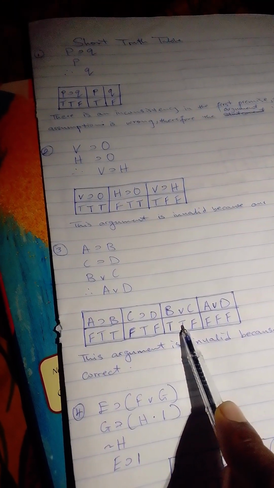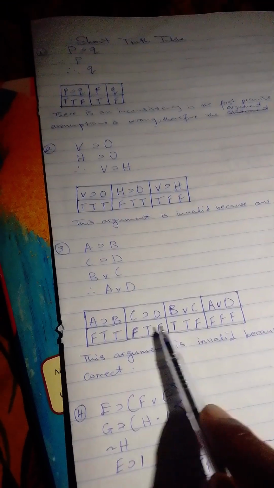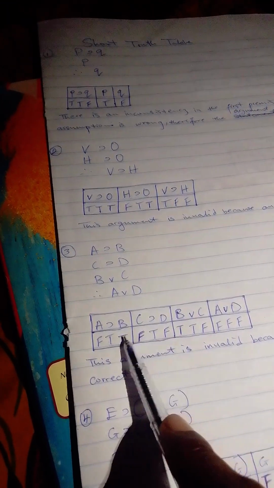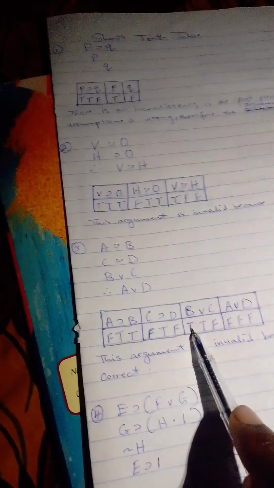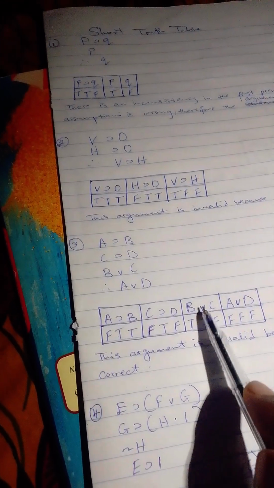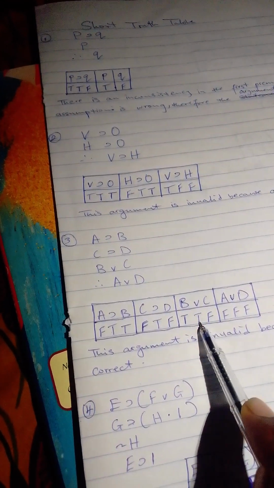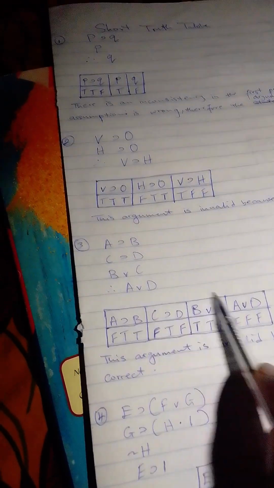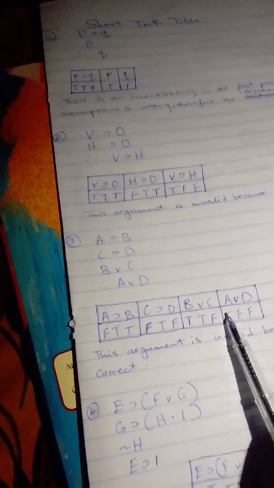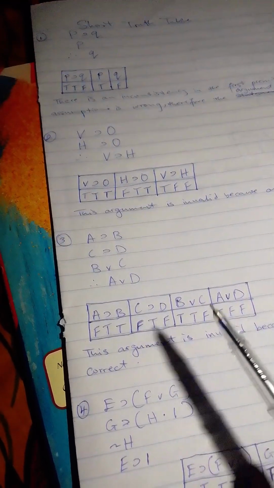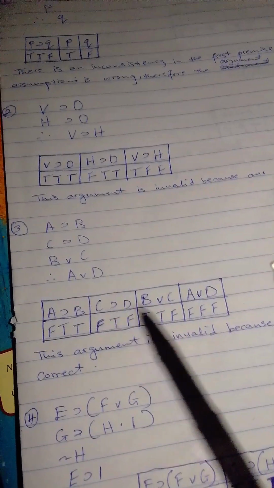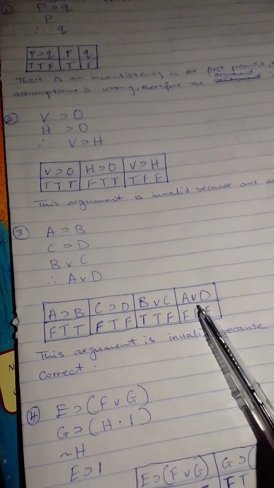Then this disjunction we already have B as true and C as false. So true and false under disjunction gives us true. Therefore we are able to prove our assumptions to be correct, making this argument invalid because there is no inconsistency in it.